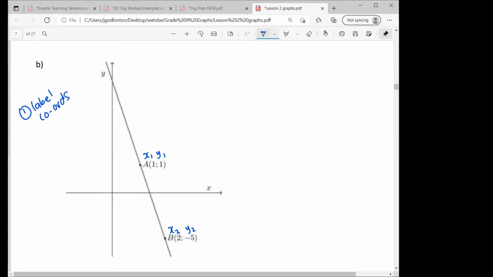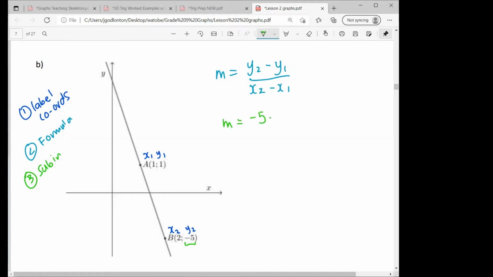Okay. Second step, put it into our formula. M is equal to y2 minus y1 over x2 minus x1. So 2, formula. Okay, step 3, we're going to sub in our values. So 3, sub in. So y2 is negative 5 minus y1, which is 1, over x2, which is 2, minus x1, which is 1.